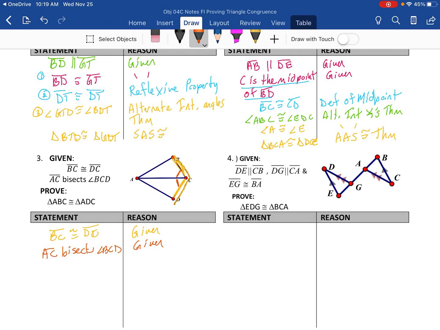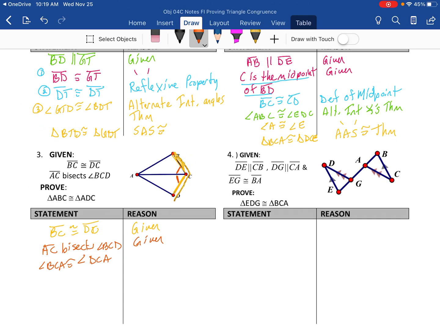So I know angle BCA must be congruent to angle DCA, okay? And that's the definition of bisect. Bisect means to divide into two congruent parts. Okay, so right now I have two things. I have one, that BC and DC are congruent, and two, angle BCA is congruent to angle DCA.